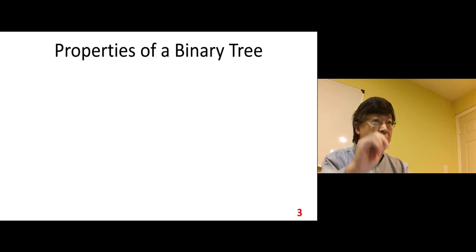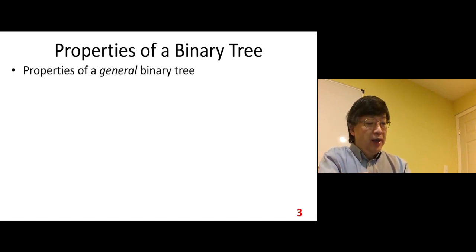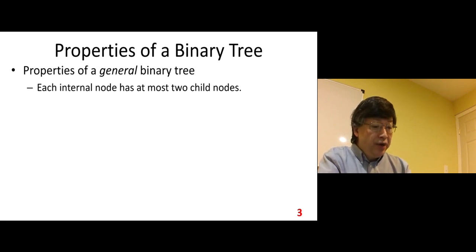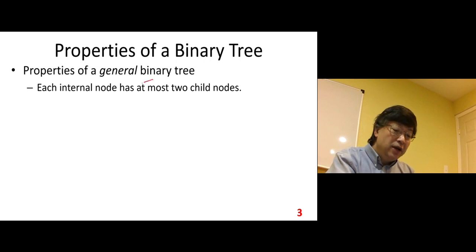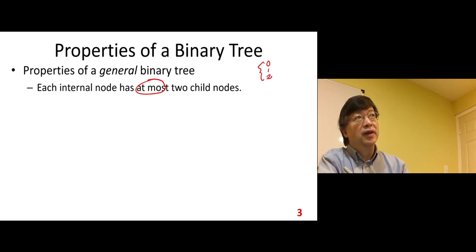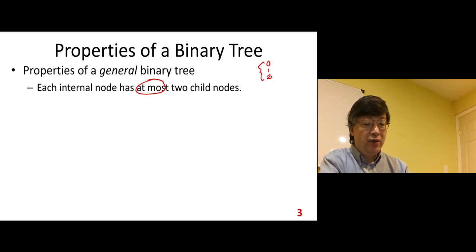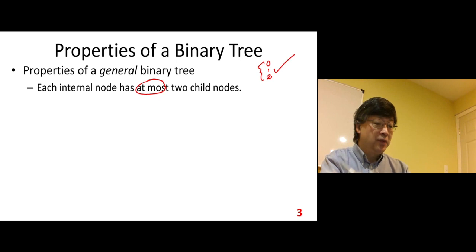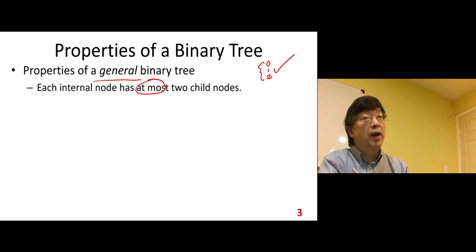Some more properties. For a general binary tree, each internal node has at most two children. So that means it could be 0, 1, or 2. For the general case, 0, 1, 2. It could be 1 child node, because it's general. For a full binary tree, we cannot have that 0 case.